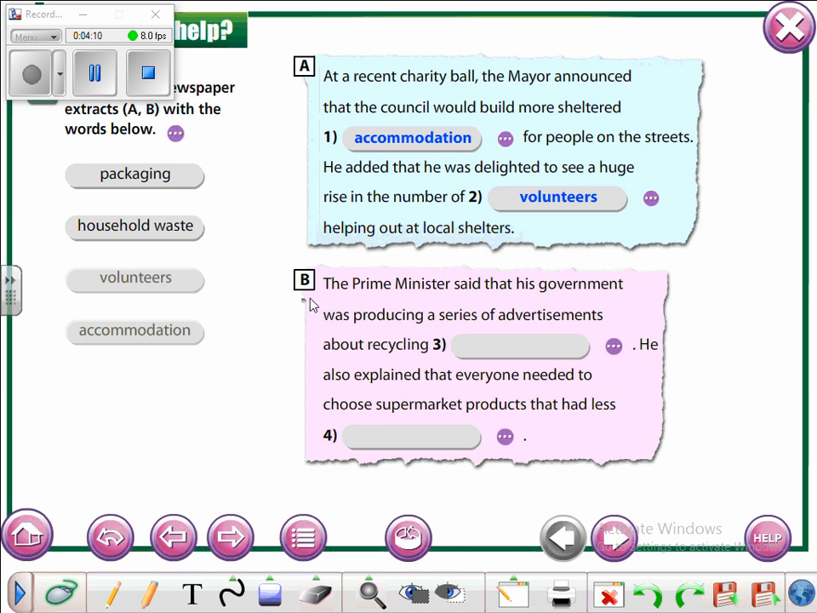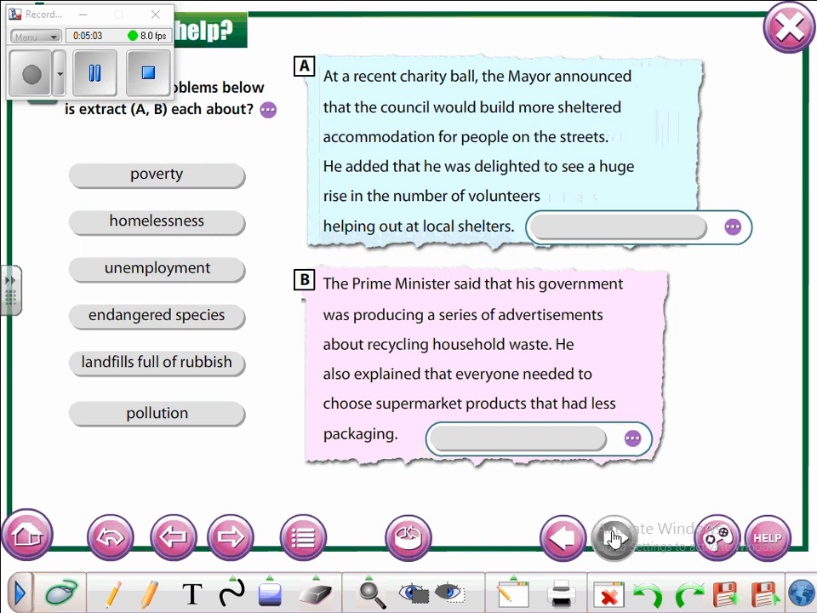Let's go to the second extract, which is B. The Prime Minister said that his government was producing a series of advertisements about recycling. He also explained that everyone needed to choose supermarket products that had less. So, let's go back again. The Prime Minister said that his government was producing a series of advertisements about recycling. What can they recycle? Yeah, the household waste. He also explained that everyone needed to choose supermarket products that had less packaging. Packaging means what? They are not put in bags. This is what we mean. Because you know, plastic bags are a means of pollution as well.